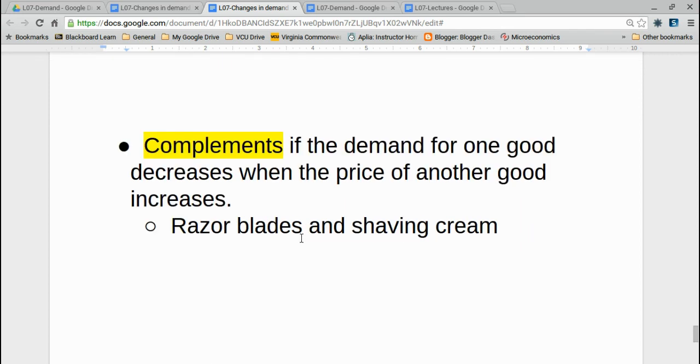Two goods are complements if the demand for one good decreases when the price of the other good increases. An example might be razor blades and shaving cream. Razor blades and shaving cream are things that tend to be consumed together. If you buy lots of shaving cream, you tend to buy lots of razor blades and vice versa, which means when the price of razor blades goes up, you may start buying fewer razor blades, and as a result, you'll also need to buy less shaving cream.